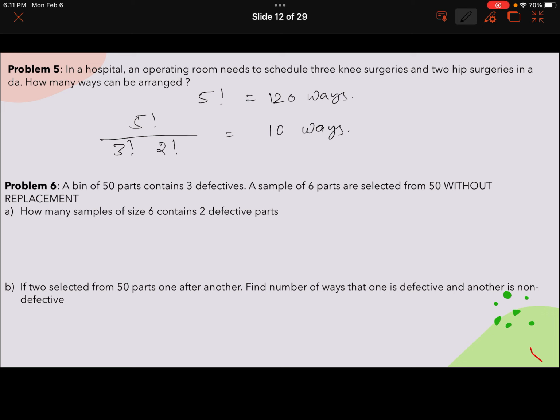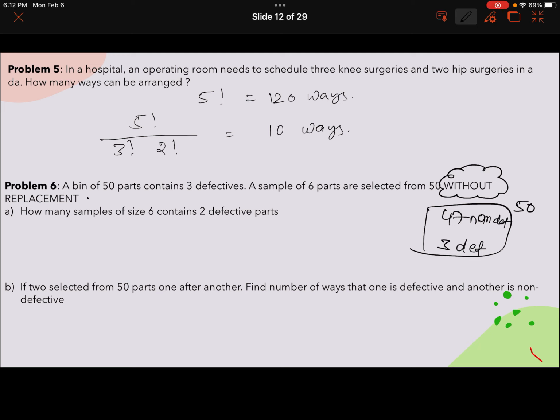This is an interesting question. A bin of 50 parts contains 3 defectives. Out of 50, 3 are defective, 47 are non-defective. This is the question without replacement. Here we are not replacing. Make sure that it is without replacement. How many samples of size 6 contain 2 defective parts?